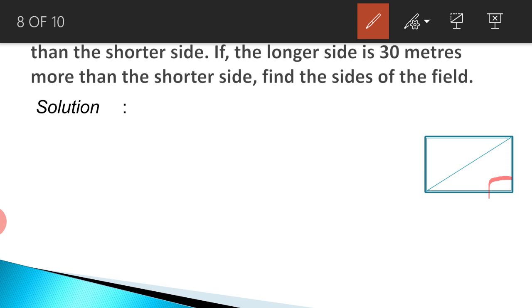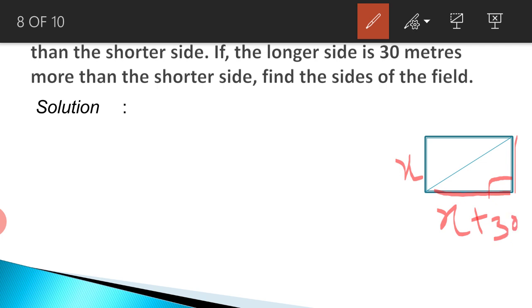Now what you need to find out? Sides of the field. That means you need to find out length and breadth. So we will assume that. Is it okay? Now which is the shorter side? So breadth we say, so we take shorter side as x. So now shorter side, if I take it to be x, then what will be length? It will be x plus 30.